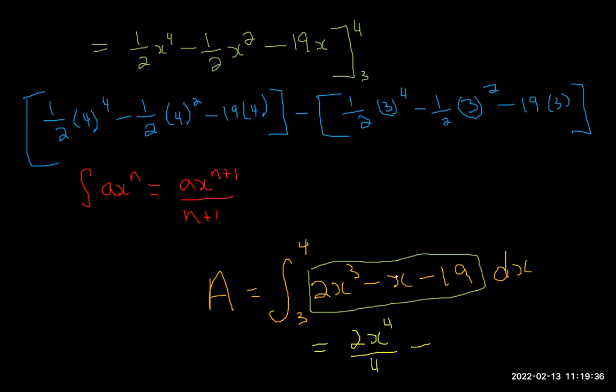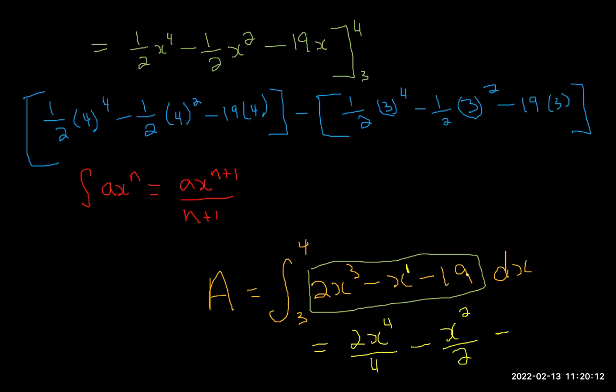minus x. It's understood that this power here is 1, right? Because according to our laws of indices, anything raised to the power of 1 is itself. So by saying x, I mean x to the power of 1. So n plus 1 is 1 plus 1, which is 2. So that's x squared. And then it's divided by the n plus 1, which is also 2. Don't forget to put your units, so you'll put units squared, since this is area.